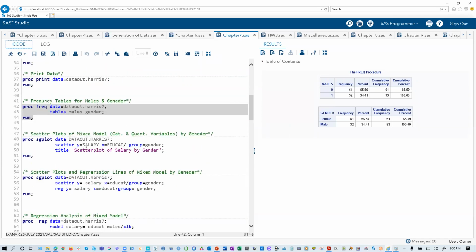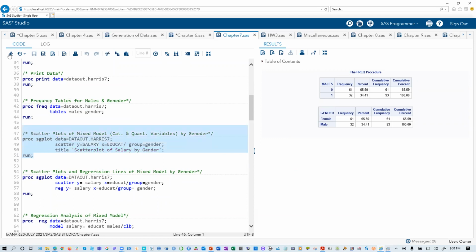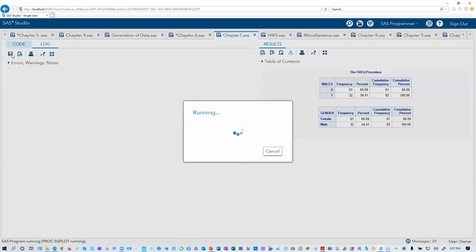The salary versus education by gender. Is there any discrepancy between the salaries of males and females? If you want to check something like that, you're going to do that scatter plot, salary versus education. But education, keep in mind, is categorical, not a numerical variable. Okay, let's see what's going to happen.